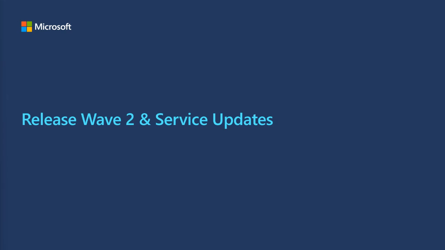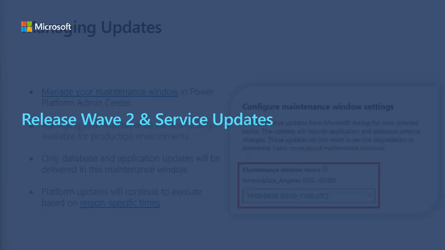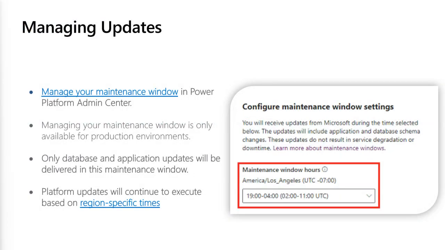All right, now let's move to all the release wave and service updates for the Power Platform and the Dynamics 365 applications. The first one is about the public preview of the maintenance window management. This is the newest feature in managing updates for Dynamics 365 apps in the Power Platform Admin Center. It is an admin feature to give flexibility in scheduling application and database updates.